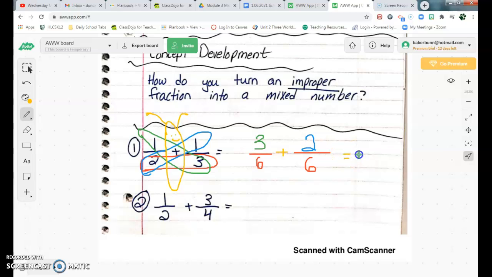Now I know that if my denominator is the same, I can just bring it over. 3 plus 2 is 5. Perfect. So my answer is 5/6. Down here, I'm going to be adding 1/2 plus 3/4.